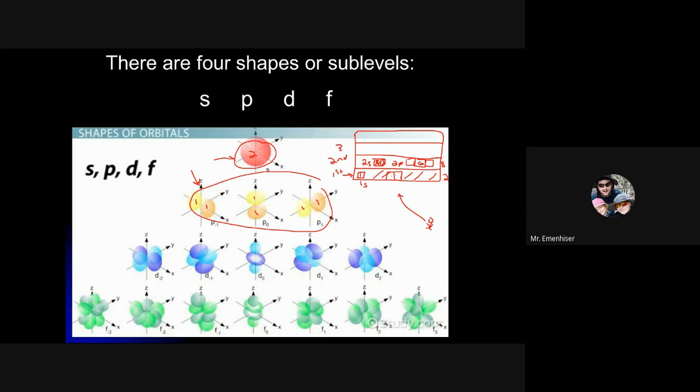Now let's go to the third level. We have the 3S, which is this one.